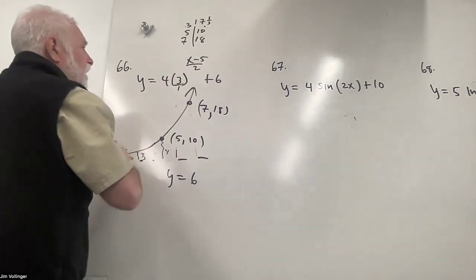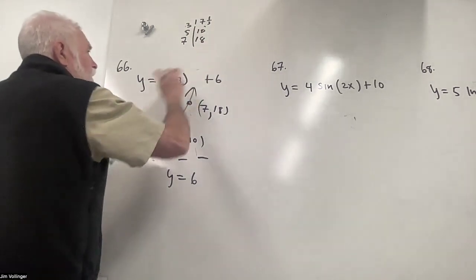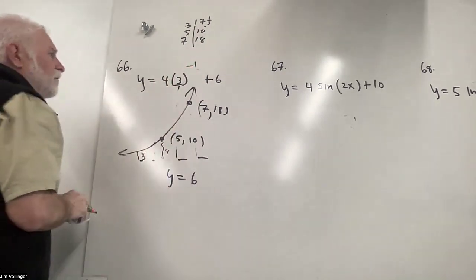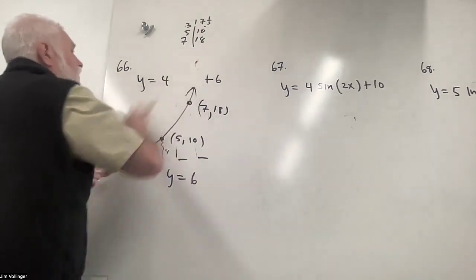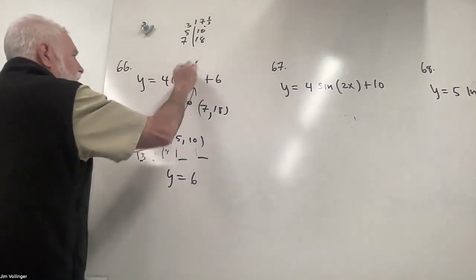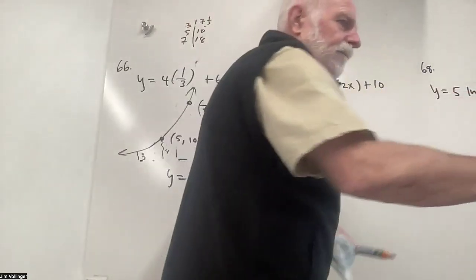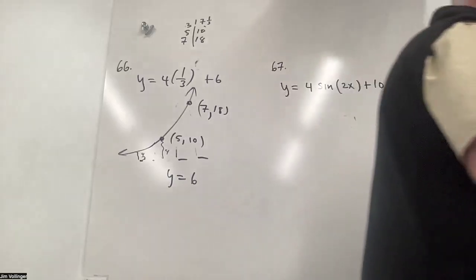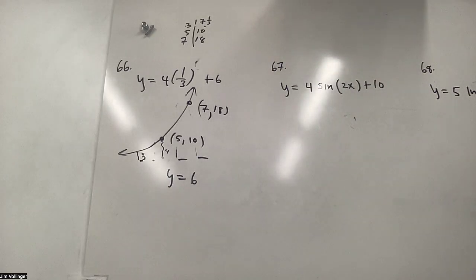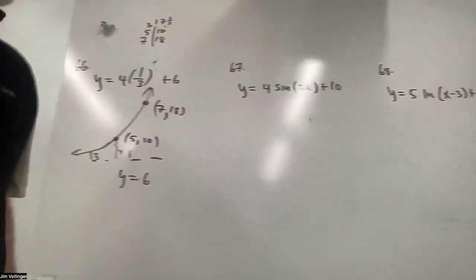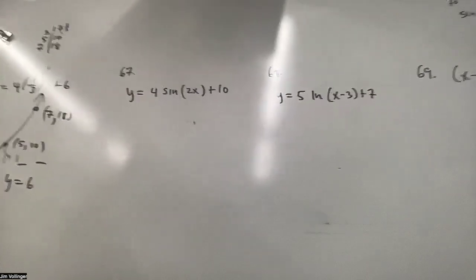3 minus 5, -2, divided by 2, -1. Well, what's 3 to the -1? 1/3 of 4 plus 6. I'm hoping that you're seeing these things. And if you are, you're working a whole lot faster now than you were 2 months ago. 2 months ago, I couldn't do it. And if you can do it now in under 10 seconds, that tells you you're doing something called learning.